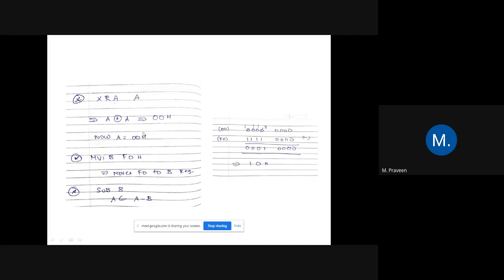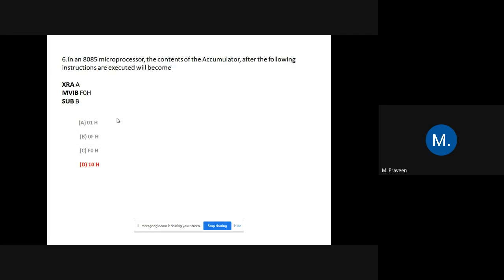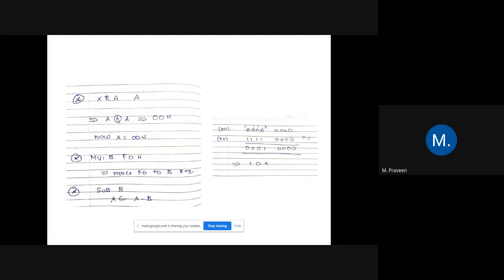Yeah, the first instruction is XOR A. So XOR A means A will be XOR with A. Some of them are saying D. Yeah, D is the correct answer. A will be XOR with A, so it will be getting 0.